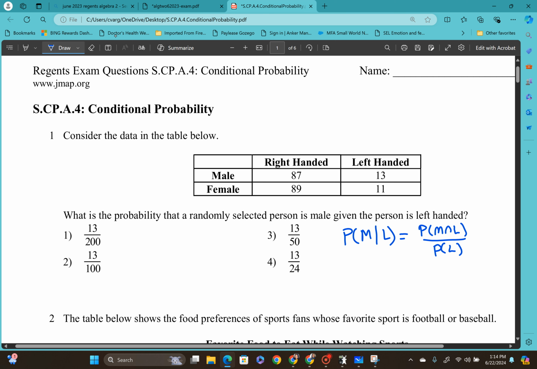So the probability of male and left-handed, here's males, here's left-handed. So both is 13. So 13 goes on the top over the total number of L, which is left-handed. So I'm going to take the left-handed people and add them up. So 13 plus 11 is 24. So 13 over 24 is my answer. Okay. Are we getting the hint how to do this?